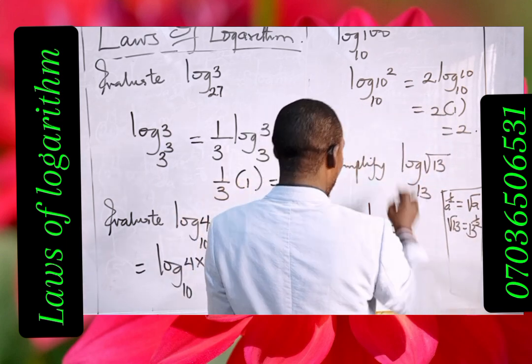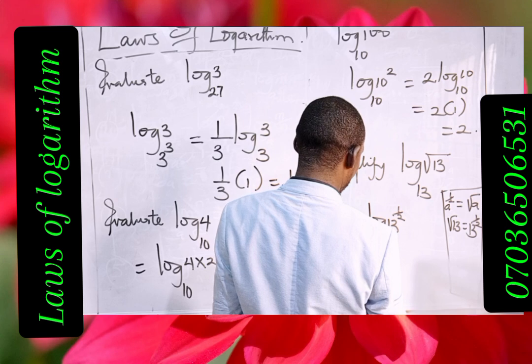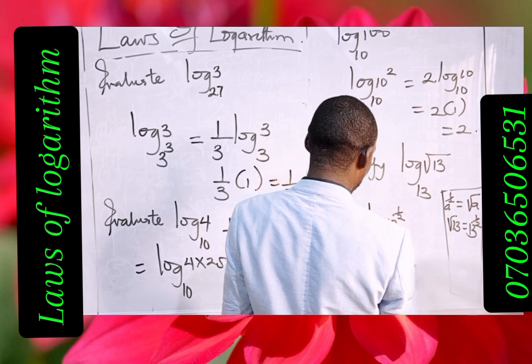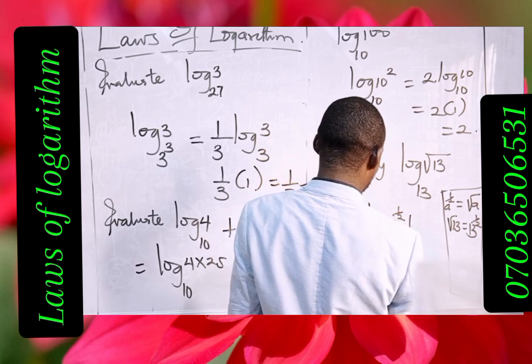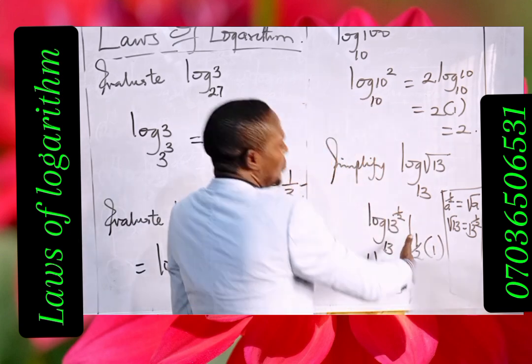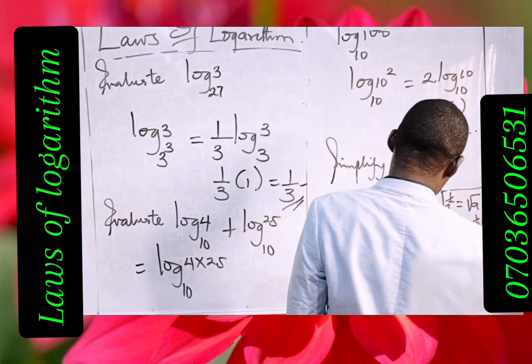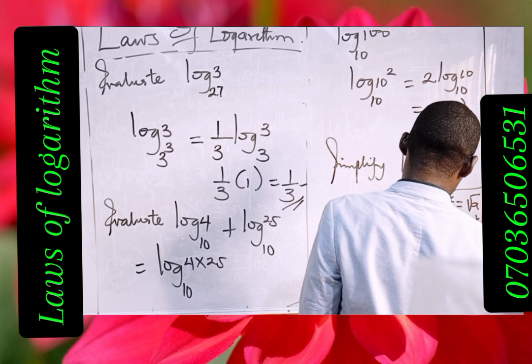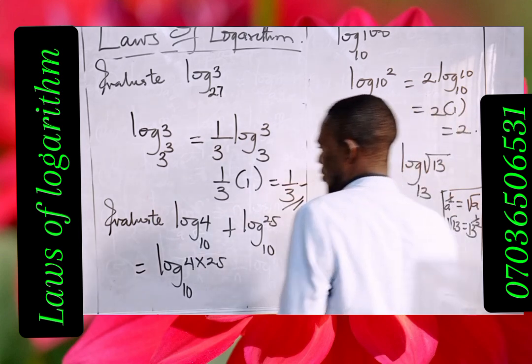Now we apply the power law: 1 over 2 log 13 base 13. And this will give us 1 over 2 into 1, because log 13 base 13 is 1. So half times 1 is half. Thank you so much.